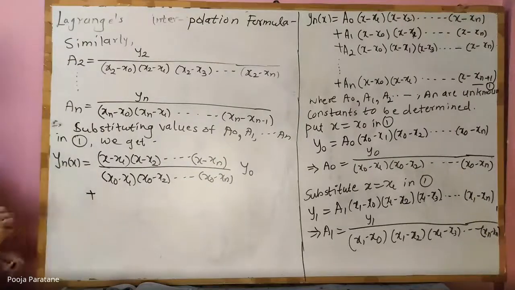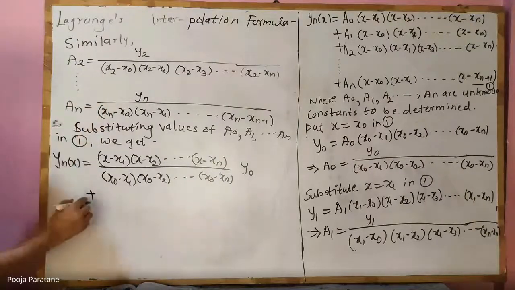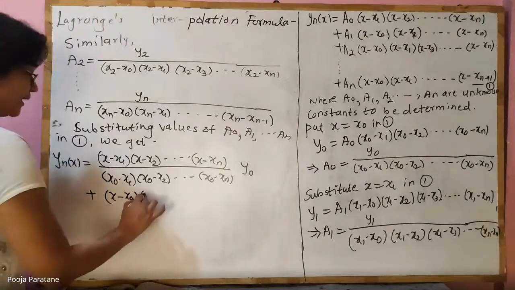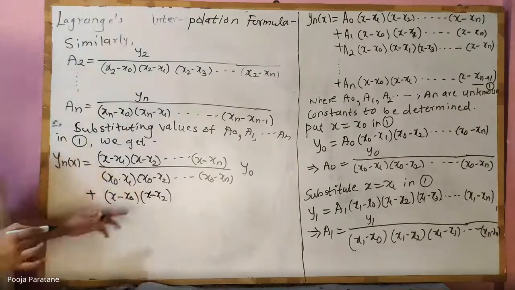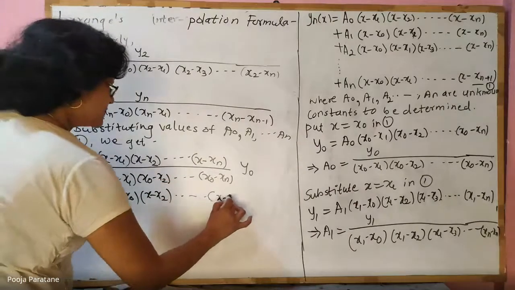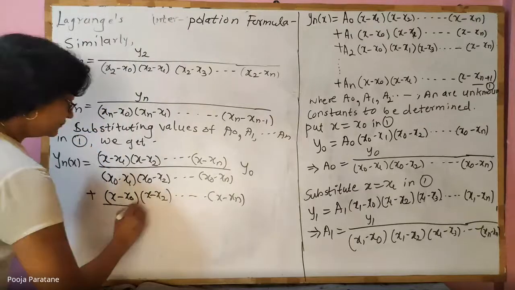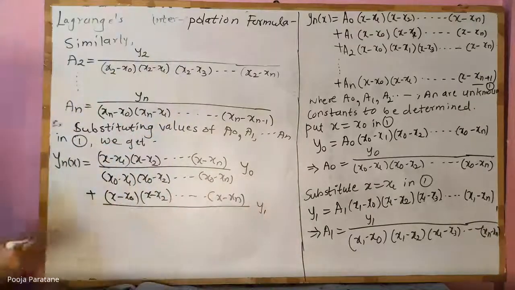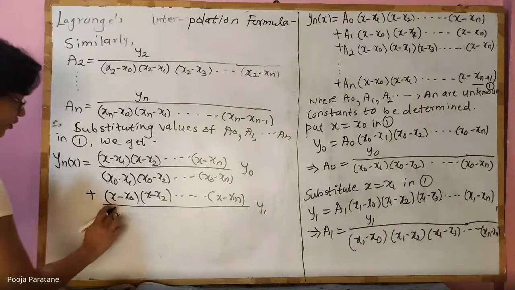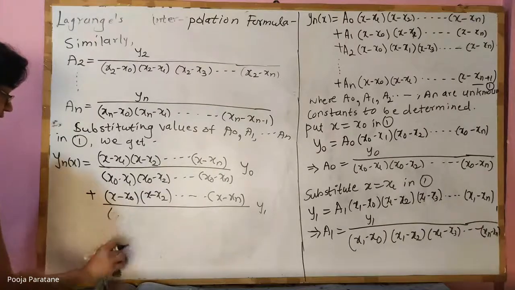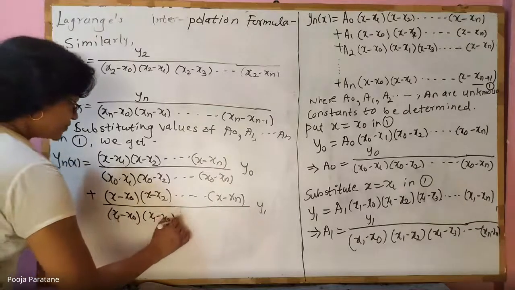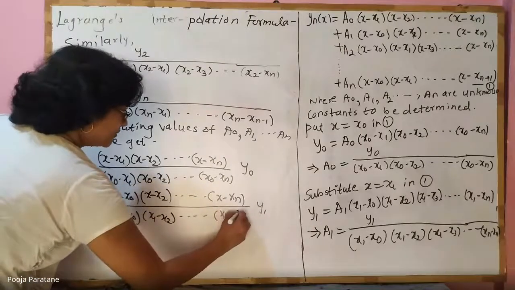Next term, substituting the value of a1, same way I will rearrange the terms: x minus x0, x minus x2, because this is the term of y1. So x minus x1 will not be there, up to x minus xn. And here there is y1. And here replace x by x1 in each bracket. That will be your denominator. So here it is x1 minus x0, x1 minus x2 up to x1 minus xn.